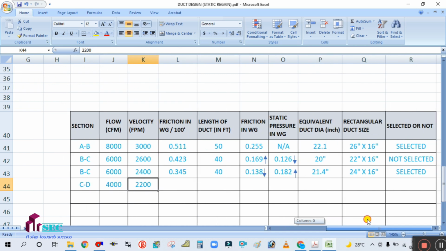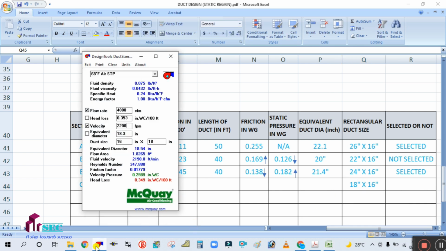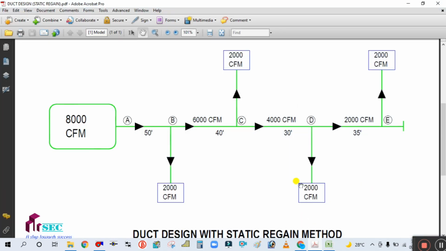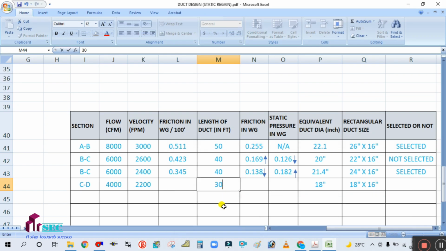So simply enter here 18 inch by 16 inch. Okay, and round duct dia is 18 inch, and duct length from this is 30 feet. So simply enter here 30 feet.